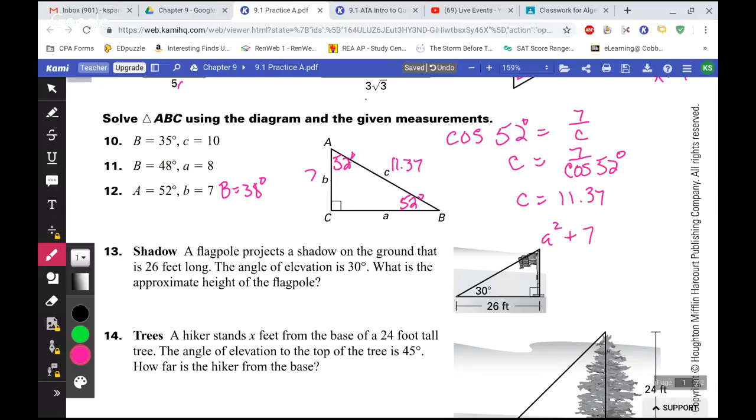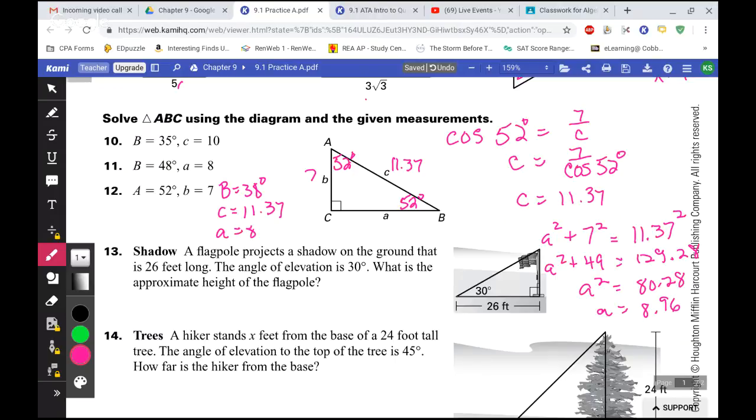So now we'll plug in a squared plus 7 squared equals 11.37 squared. So a squared plus 49 equals 11.37 squared. And that's 129.28. Then we'll subtract 49 from both sides. We get a squared equals 80.28. Take the square root of both sides. It's a lot of calculator work. 8.96 for A. So C would equal 11.37 and A is 8.96.